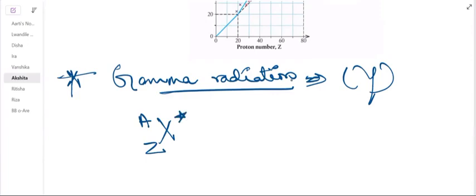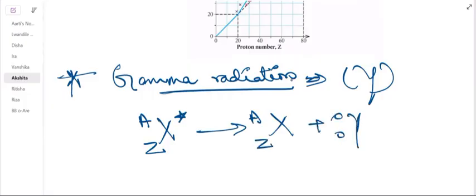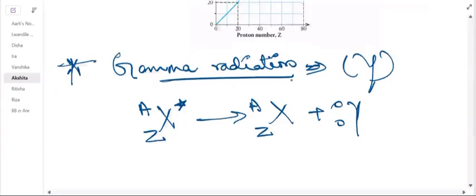So it is unstable. With the star, I am showing that. So it will become stable by releasing some energy which is calculated as gamma energy. Done? Yes, ma'am. But here you will find no difference in the mass number and atomic number.